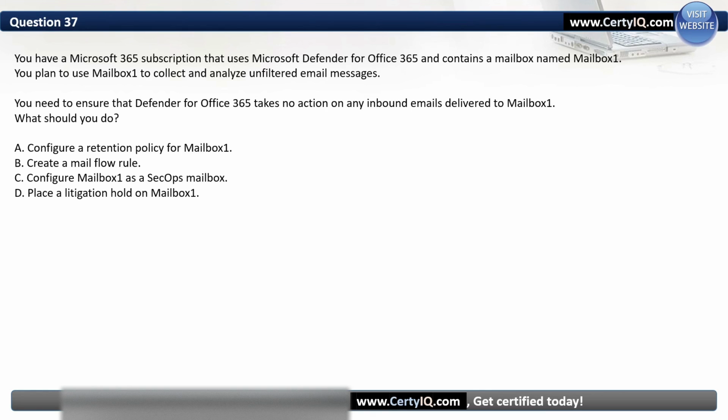Question 37. You have a Microsoft 365 subscription that uses Microsoft Defender for Office 365 and contains a mailbox named Mailbox1. You plan to use Mailbox1 to collect and analyze unfiltered email messages. You need to ensure that Defender for Office 365 takes no action on any inbound emails delivered to Mailbox1. What should you do? The correct option is C. Configure Mailbox1 as a SecOps mailbox.